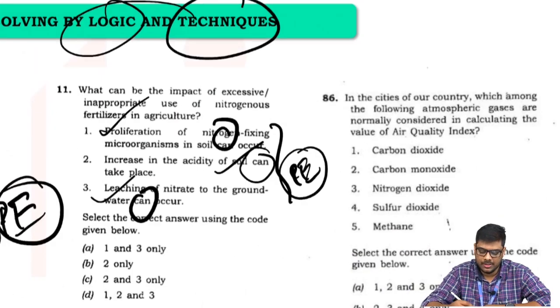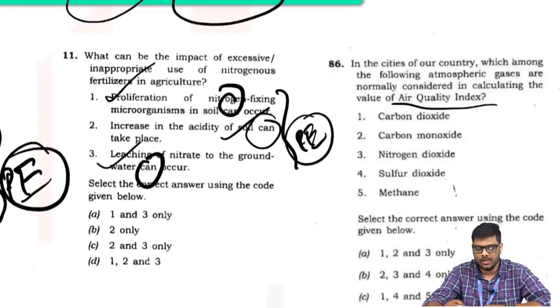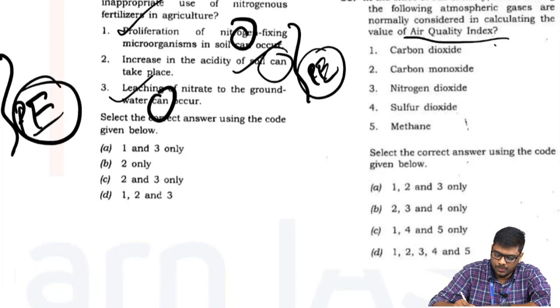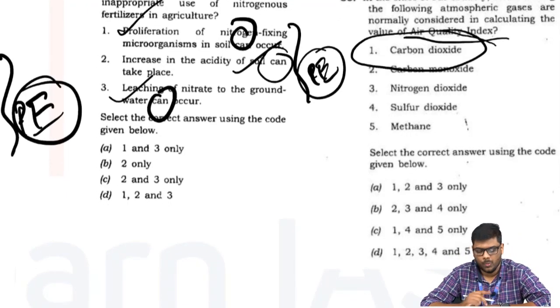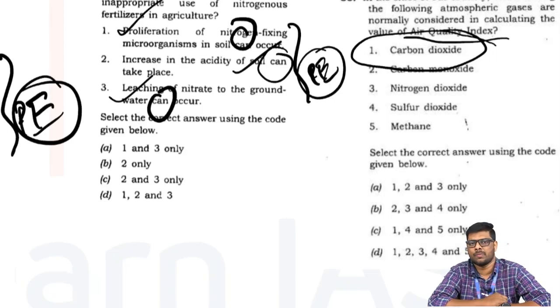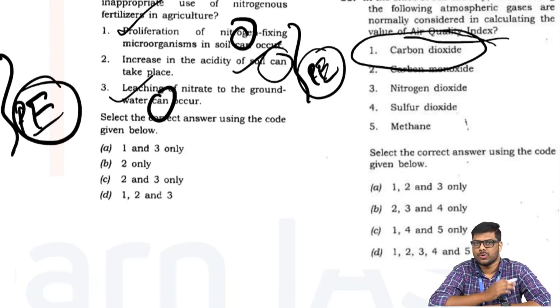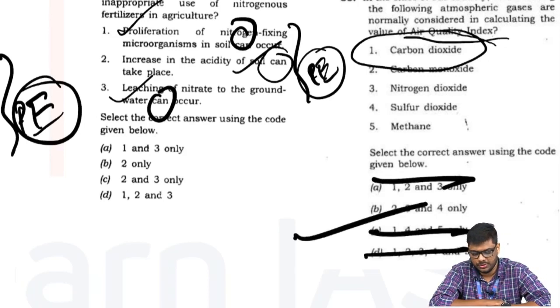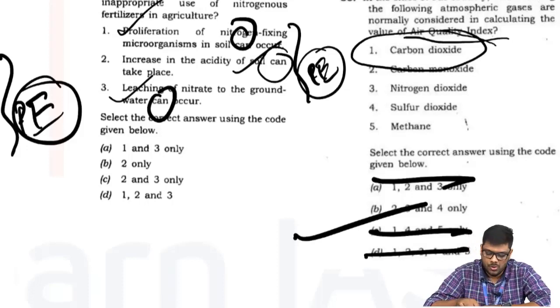Again, then air quality index. What is regarding air quality index? Identify one single option which can be eliminated from here. One can be eliminated because carbon dioxide cannot be controlled. It is quite abundant. It is quite common. We cannot control it. It's not a pollutant in the true sense. So one can be eliminated, and you will get the answer as 2, 3, 4. So this is how you have to choose answers.